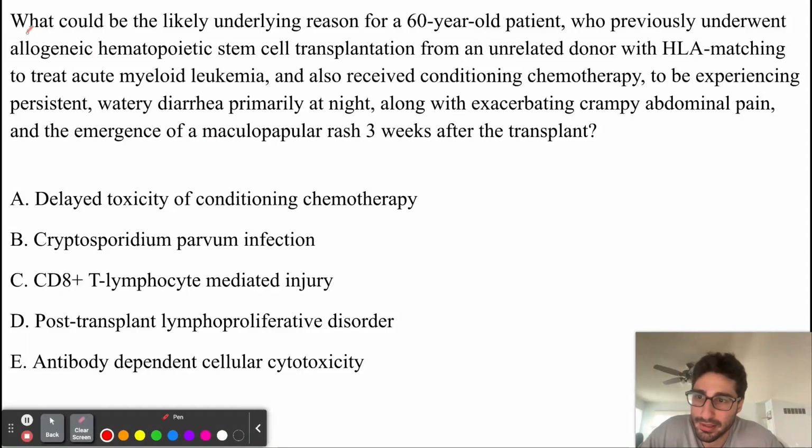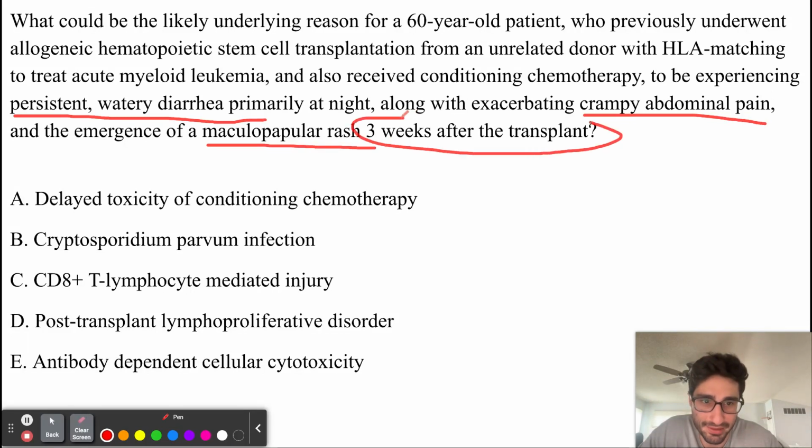The question today is what could be the likely underlying reason for a 60-year-old patient who previously underwent allogeneic hematopoietic stem cell transplantation from an unrelated donor with HLA matching to treat acute myeloid leukemia and also received conditioning chemotherapy to be experiencing persistent watery diarrhea primarily at night, along with exacerbating crampy abdominal pain and the emergence of a maculopapular rash 3 weeks after the transplant.